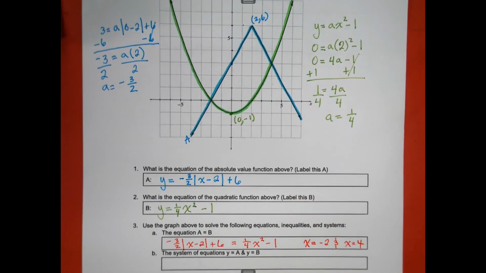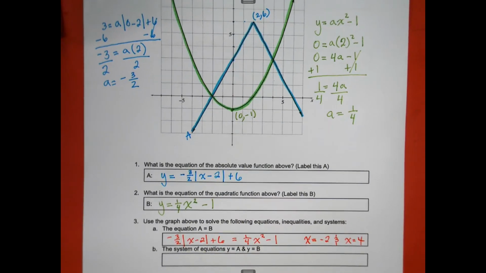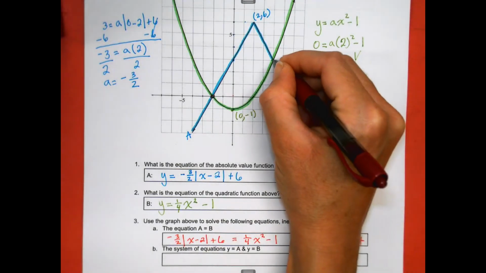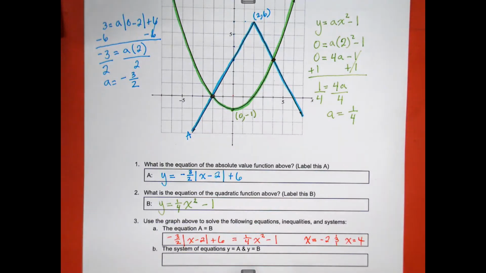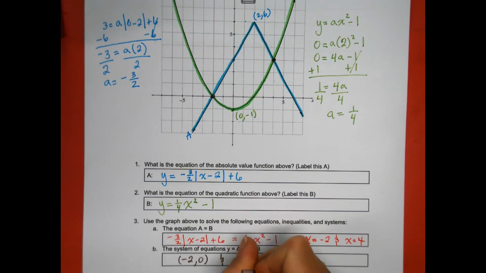For part B, it tells us the system of equations. y is equal to a and y is equal to b. This time we have both an x and a y. So since we have both an x and a y, we are going to need to have an x and a y in our solution. So our solution is going to be an ordered pair. And so looking at the graph, the places where they intersect is at the point -2, 0, and at 4, 3.